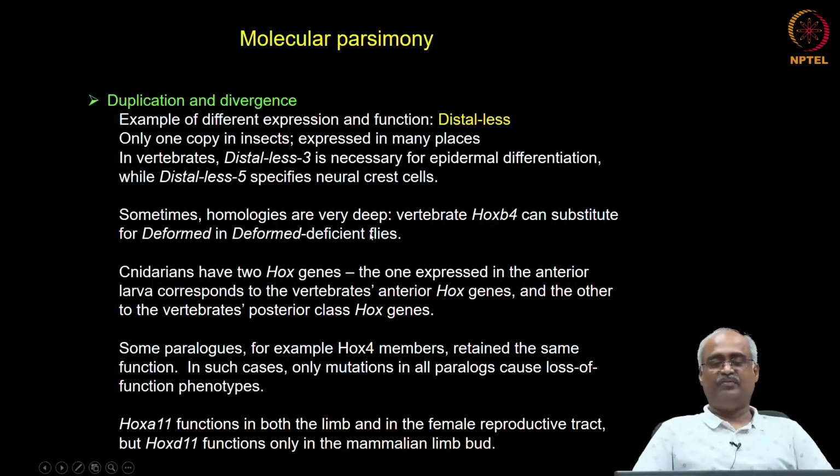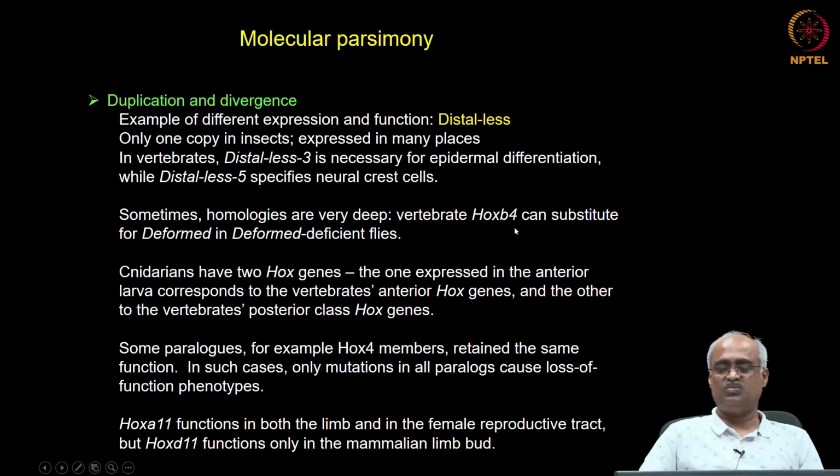Sometimes homologies run very deep. We already saw in the PAX6 context in eye development, by introducing mouse PAX6 in the Drosophila leg imaginal disc, and you have many more such examples. For example, vertebrate HOXB4 can substitute for its ortholog in flies, that is Deformed, and a Deformed-deficient mutant fly could be rescued to wild type by expressing the vertebrate HOXB4.